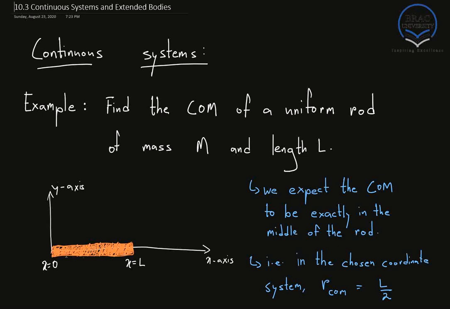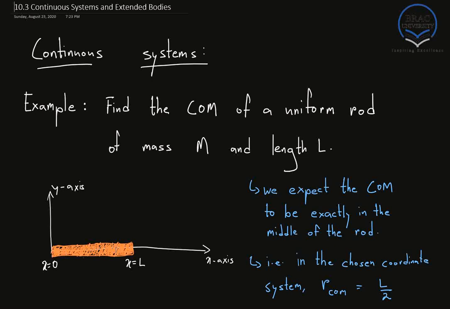For our convenience, we've selected a coordinate system in the following way. If it's a rod of length L, we select an x-axis. We place one end of the rod at x equal to 0, and then the other end should be at x equal to L because it's a rod of length L.